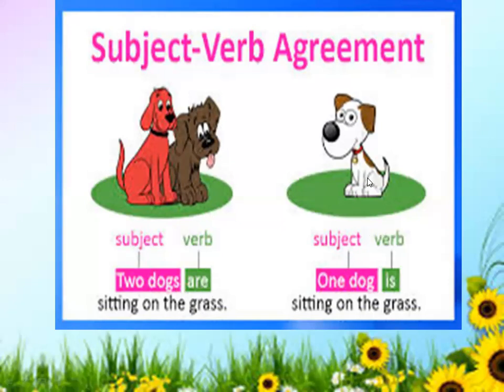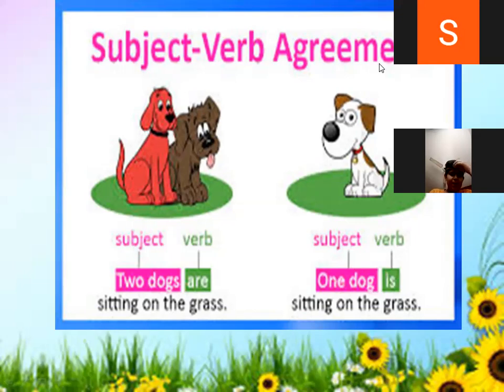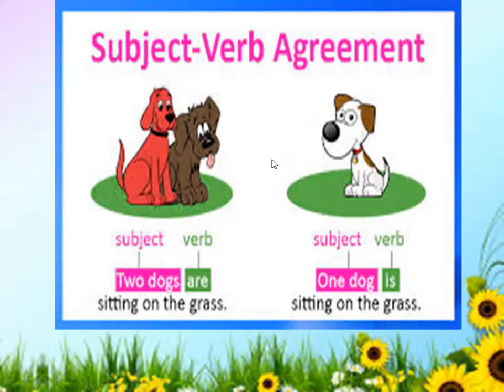Similarly, at the right side you can see there is only one dog here, so one dog is sitting on the grass. We cannot write one dog are sitting on the grass, then it will be a wrong sentence. We will use a singular verb over here. So this is simply subject verb agreement, that you have to use a plural verb when you are using a plural subject, and a singular verb when you are using a singular subject in the sentence. If you do not have this agreement between verb and subject, the sentence will be totally wrong.